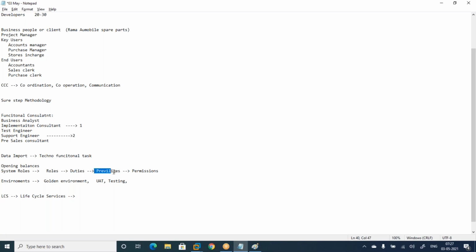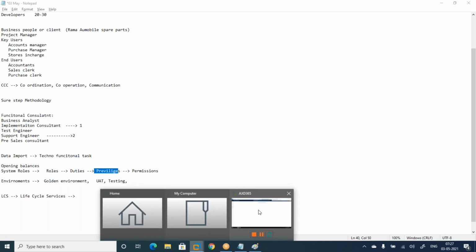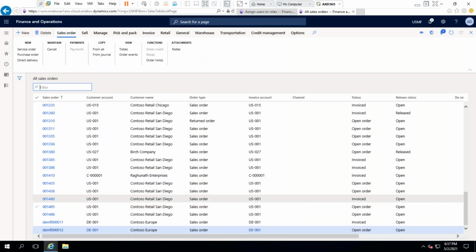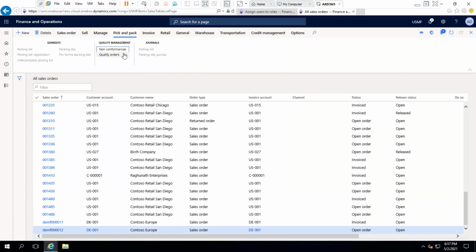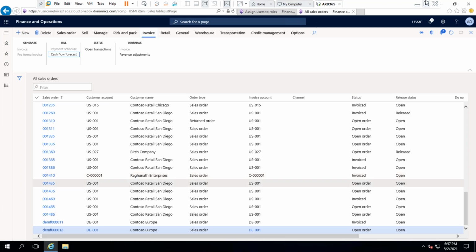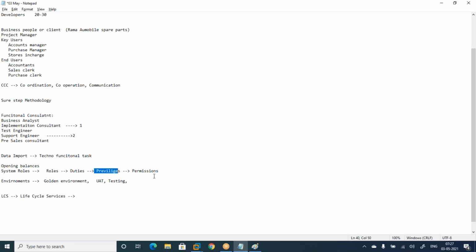And privilege means, in this form, a button is one privilege. This invoice button is one privilege, like this. And permissions mean whether I can create, modify, have read only, or modify and delete. This is one of the roles and responsibilities in the system.